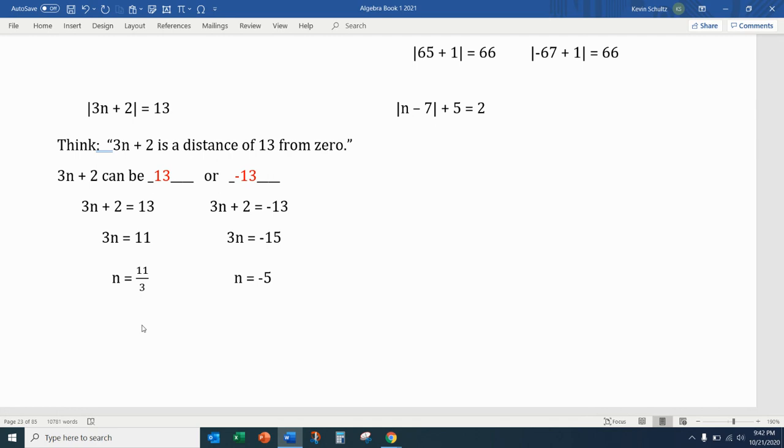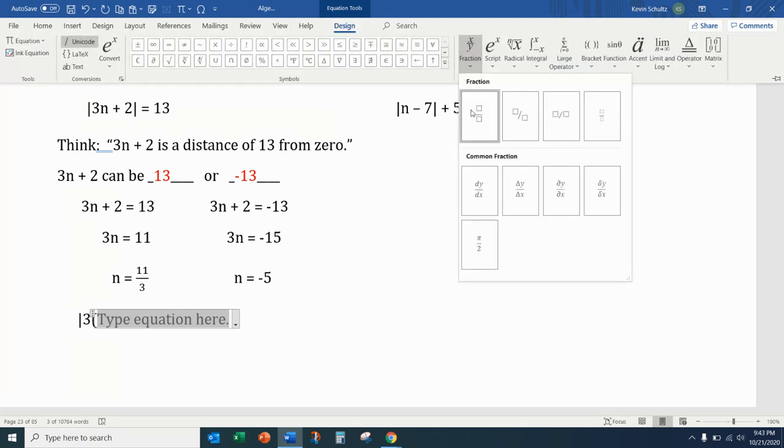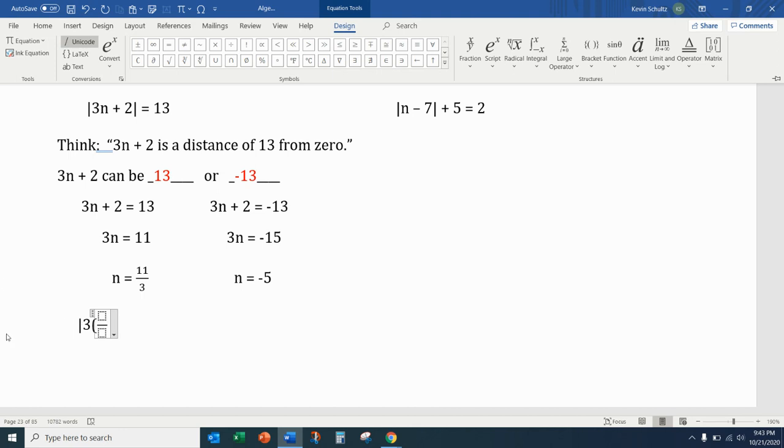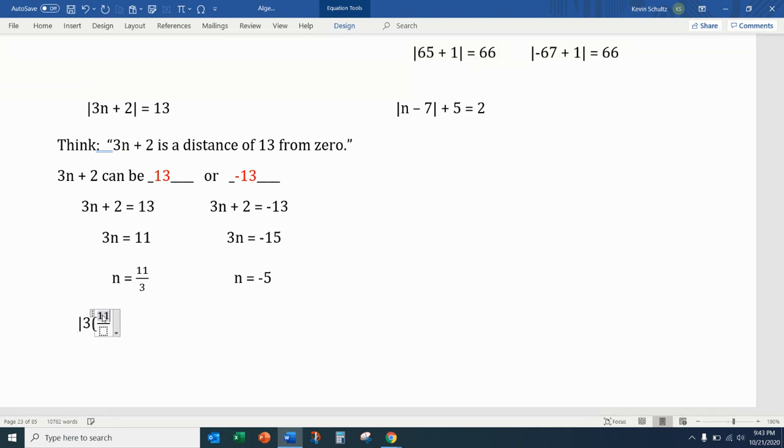Okay, there we go. So our two solutions for n are 11 thirds and negative 5. Those are the two values for n that will make 3n plus 2 a distance of 13 from 0. So when we go to check, we say the absolute value of 3 times 11 thirds, close my parentheses, plus 2. Does that in fact equal 13?